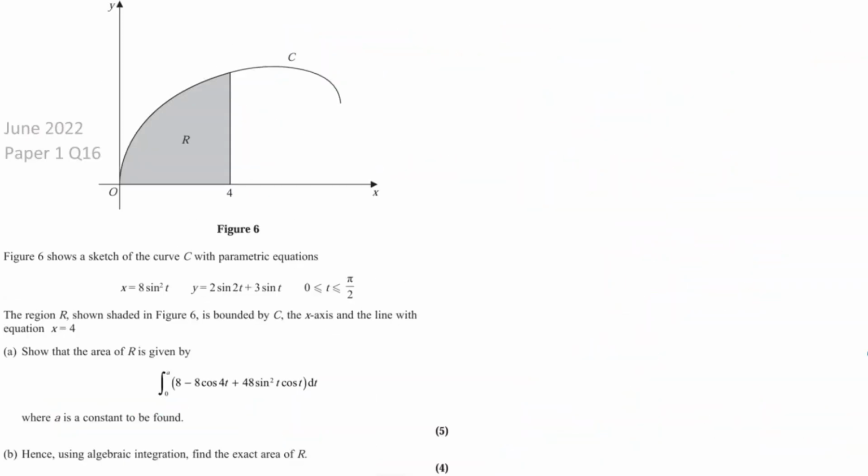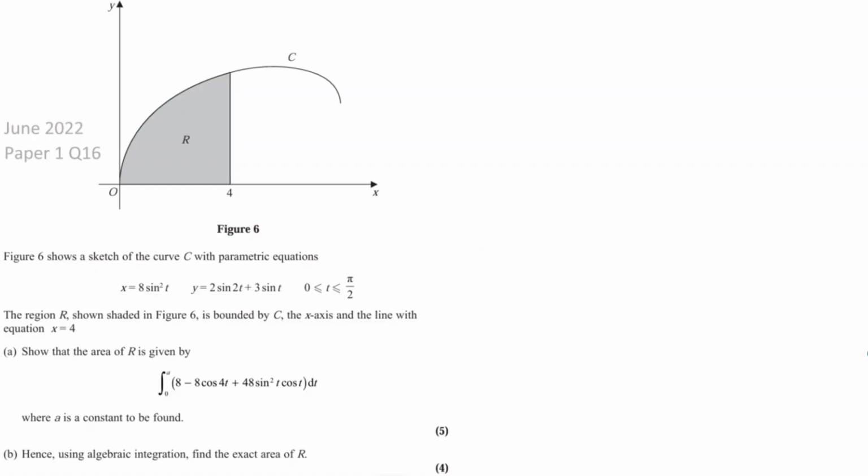Okay, so here's one final exam question on parametric integration. We're shown this sketch of the curve with parametric equations x is equal to 8 sin squared t and y is equal to 2 sin 2t plus 3 sin t, for the t domain between 0 and pi over 2. We're told about a region R that lies underneath the curve and is bound by the x-axis and the line x is equal to 4. For part A, we need to show that the area of R can be given by this integral here.